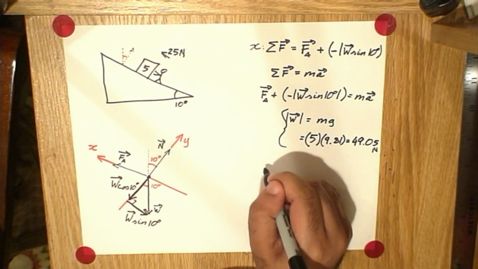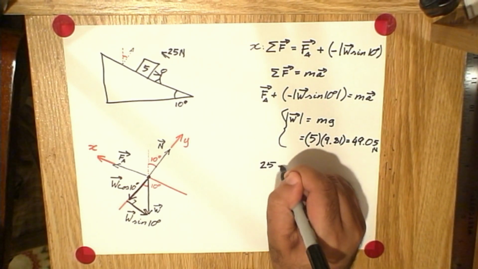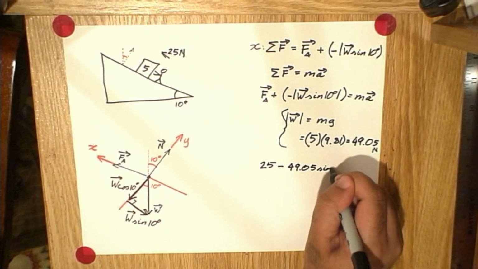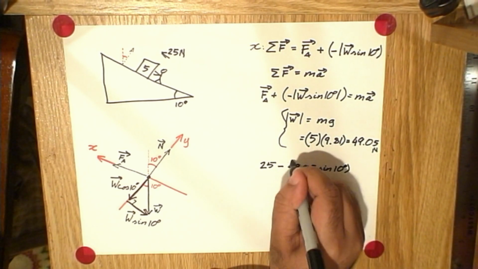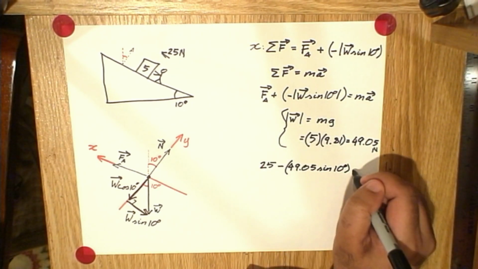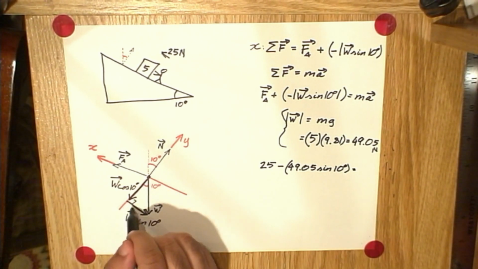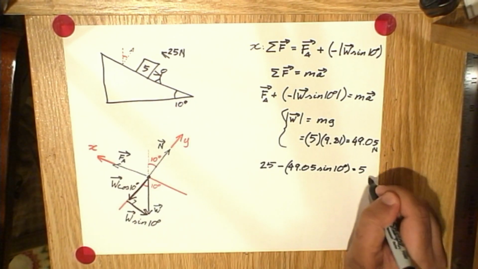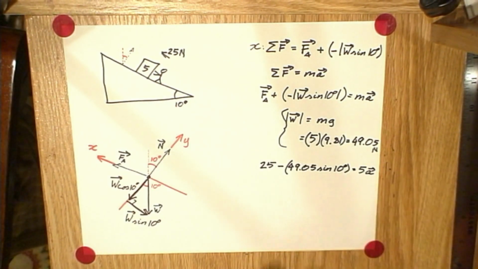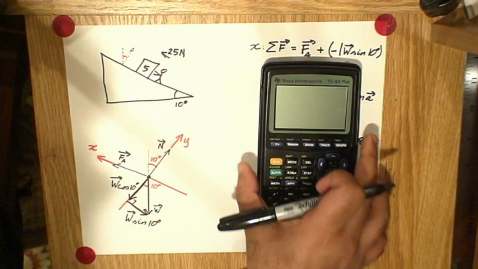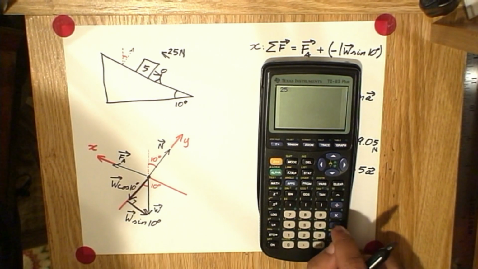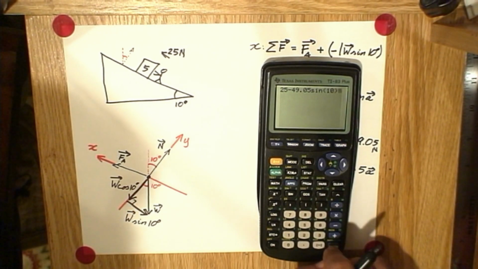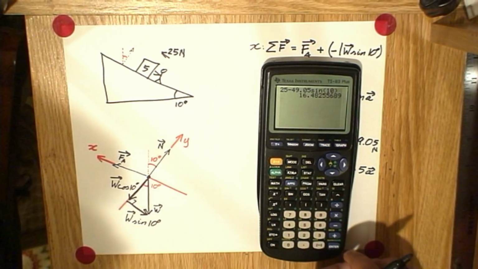So the applied force is 25 minus 49.05 times the sine of 10 degrees. So that's the size of this weight force, or at least the size of the x component of the weight force. All of that is equal to the mass, 5, times the acceleration, which is unknown. So now, let's go ahead and solve this out. 25 minus 49.05 times the sine of 10 degrees gives us 16.48.